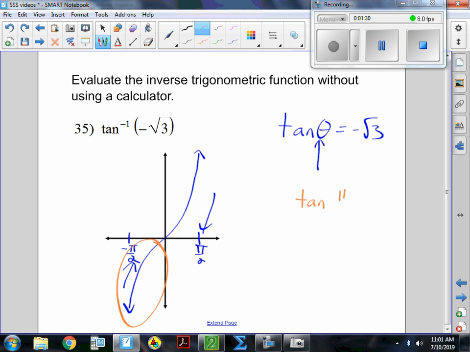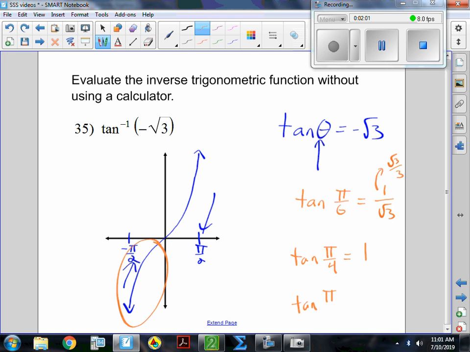So tangent of pi over 6, that's the 30-degree angle. It's across from the smallest side of that 30, 60, 90 triangle. So it's across from the 1, and that means the adjacent side is root 3. That simplifies to root 3 over 3. Tangent of pi over 4 is an isosceles right triangle because it's a 45, 45, 90, so opposite over adjacent is just going to be 1.